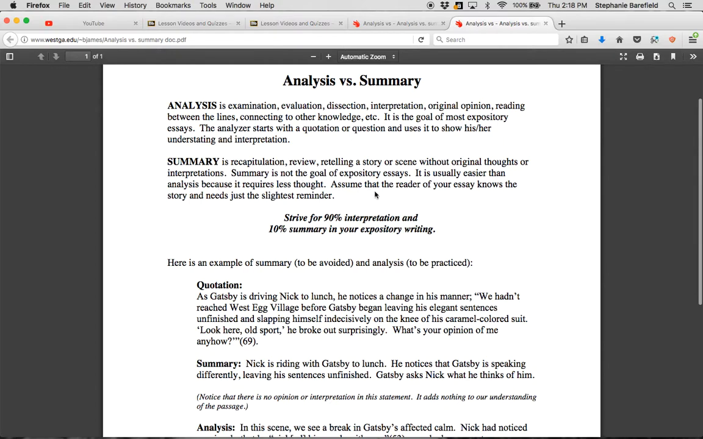Assume that the reader of your essay knows the story and needs just the slightest reminder. I don't necessarily agree with this. So this author says you should assume that the reader read the story. I think that you should assume the reader can read the story, but assume that they haven't read it yet. So you provide enough context for them to understand the meaning of your analysis, but you don't assume that they've read it, which means you can't go back and forth between the beginning and the end and the middle of the story in your analysis.